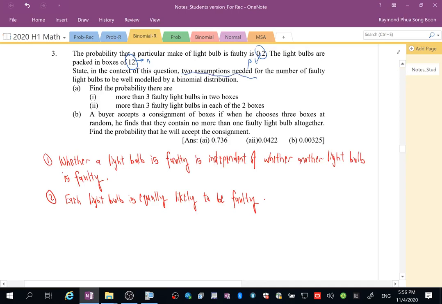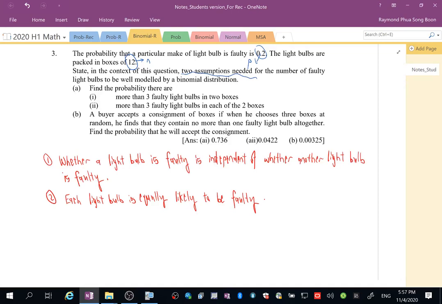First of all, the question asks you to state two assumptions needed for the number of faulty light bulbs to be well modeled by a binomial distribution. We have learned that there are four conditions that must be satisfied for a situation or an experiment to be well modeled by a binomial distribution. From those four conditions, we will choose two appropriate ones to be used as assumptions.